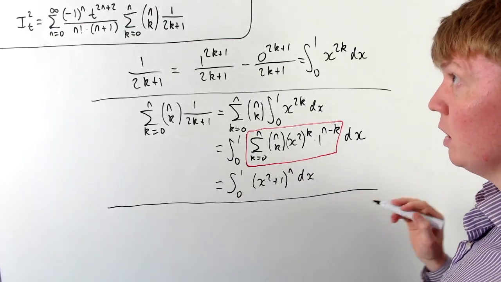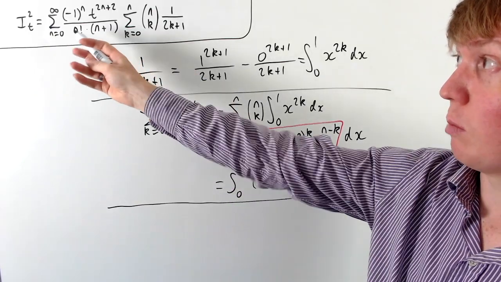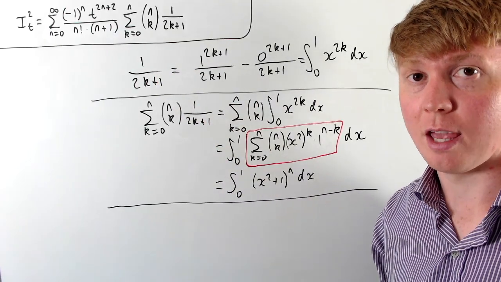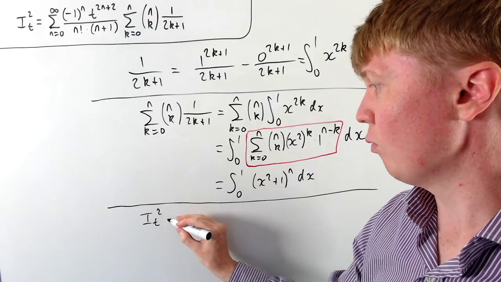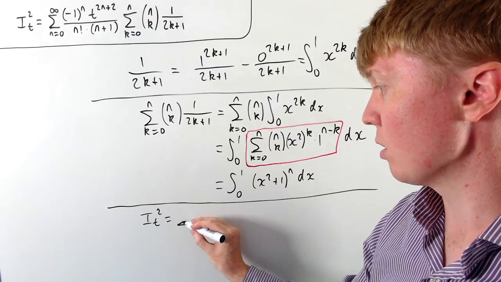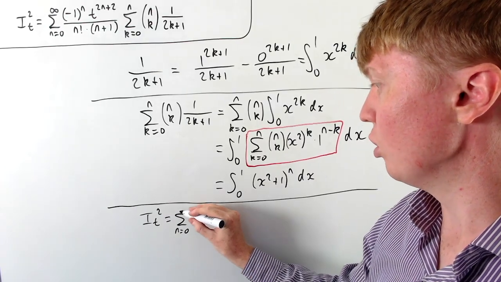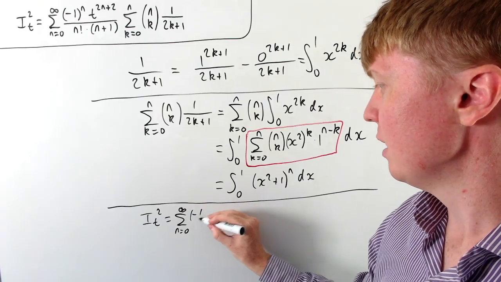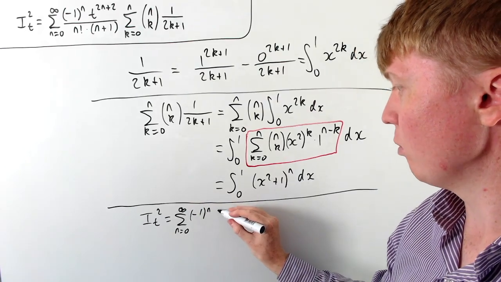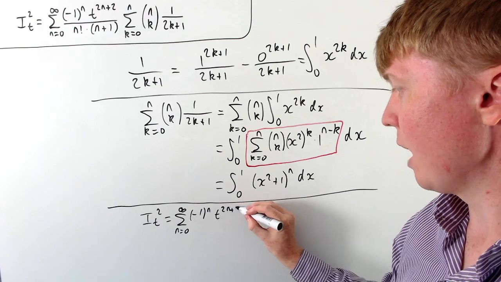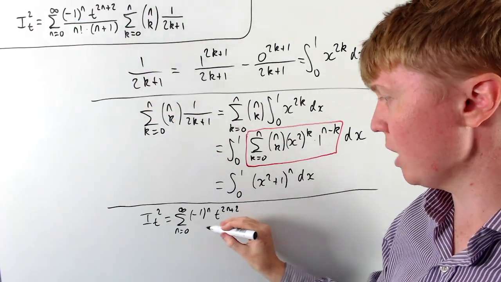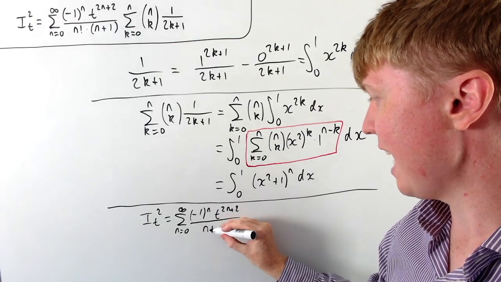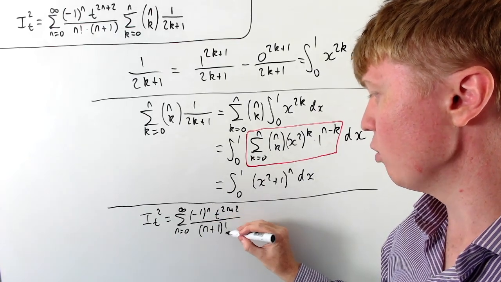So then this gives us a really nice expression which we can use, and then we can exchange the order of summation here for our original integral all squared. So we can write it squared is going to be our sum from n equals 0 up to infinity of, we've still got negative 1 to the n, we've got t to the 2n plus 2, and now this n factorial times n plus 1, we may as well write this as n plus 1 factorial.